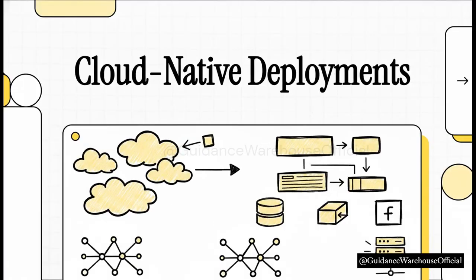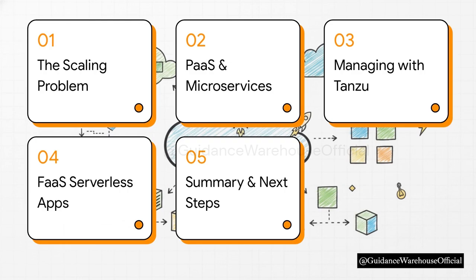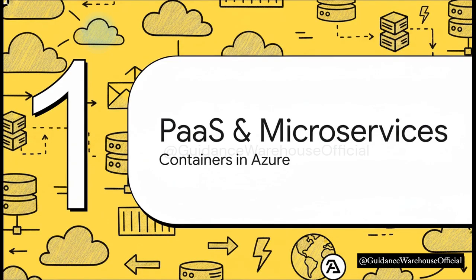So we're diving right into this masterclass explainer on cloud-native deployments, and we're specifically looking at PaaS and FaaS. We're covering the cloud scaling problem, PaaS with containers and microservices, managing clusters with Tanzu, FaaS serverless event-driven apps, and a quick summary. By the end of this, you are going to confidently understand platform as a service, how to wrangle applications with Kubernetes and Tanzu, and exactly how serverless FaaS works out in the wild. Let's jump straight into Section 1, PaaS, containers, and microservices.